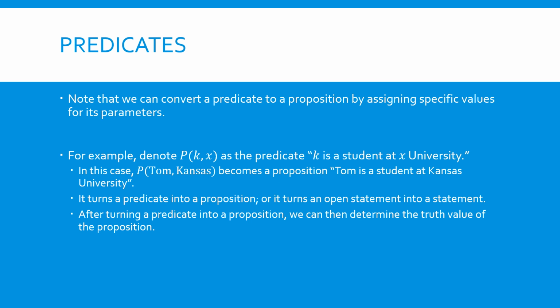For example, consider the predicate P(K, X), which means K is a student at X university. In this case, when we specify the values of the parameters, such as P(Tom, Kansas), we mean Tom is a student of Kansas University. You can see that the sentence becomes a proposition, whose truth value can be determined unambiguously.